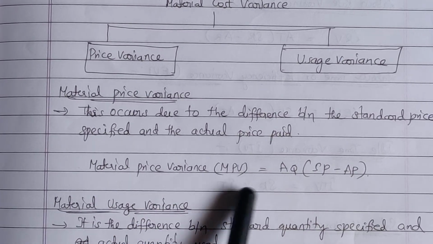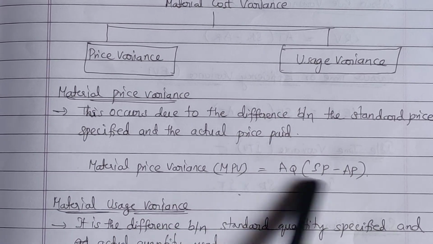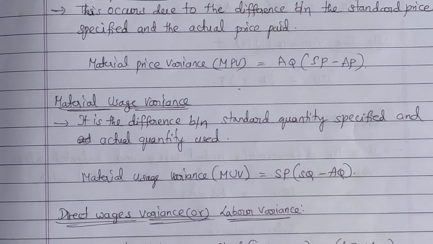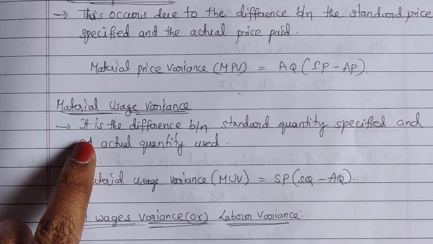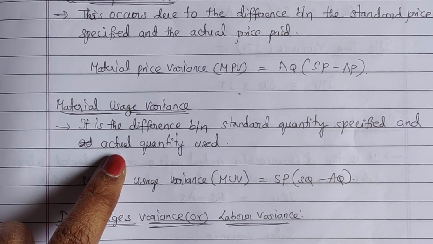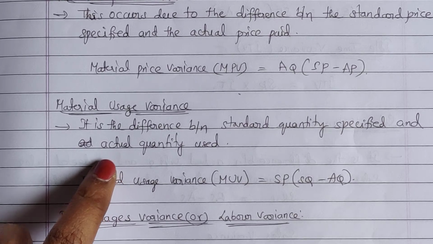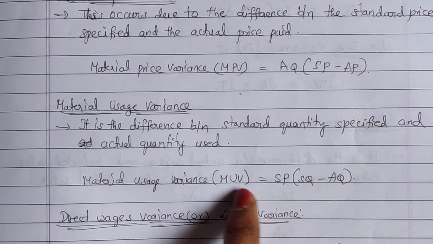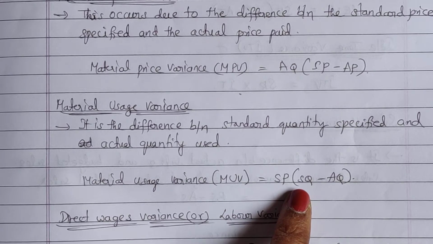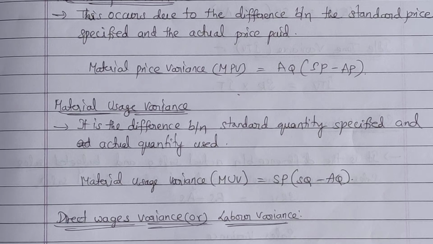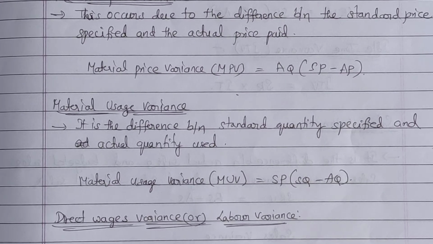To find out the material price variance, we use this formula. The next one is material usage variance. It is the difference between the standard quantity specified and the actual quantity used. This also we can find out using this formula. Material usage variance is equal to standard price into standard quantity minus actual quantity.